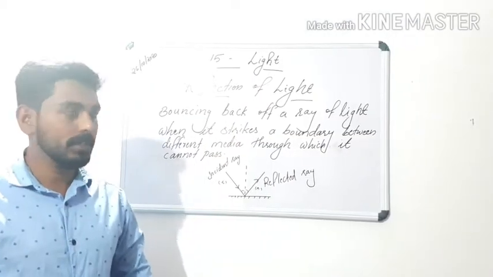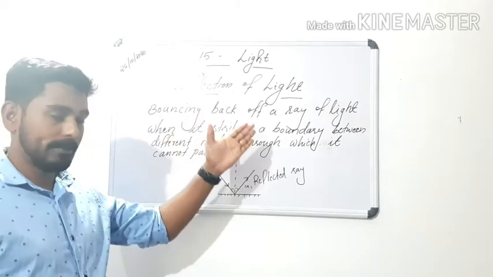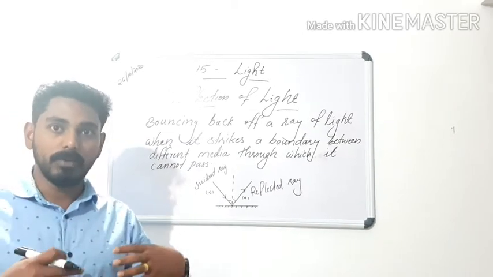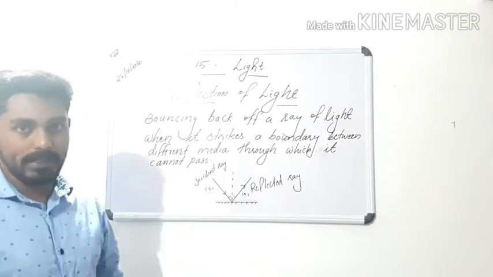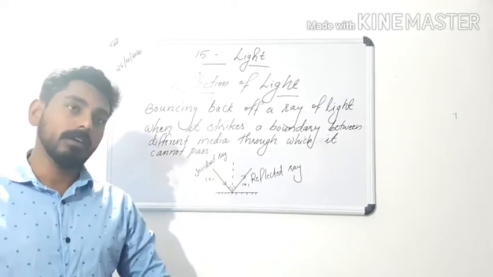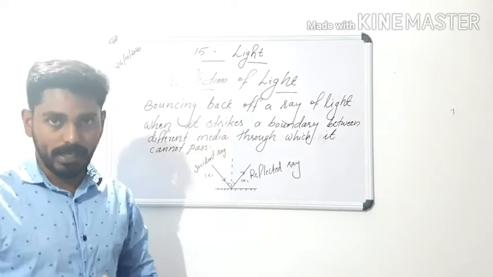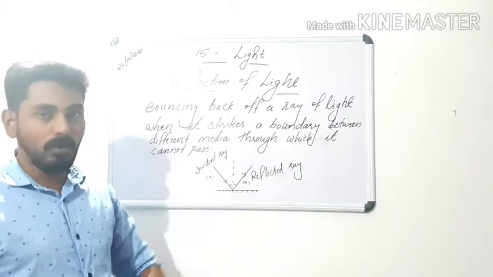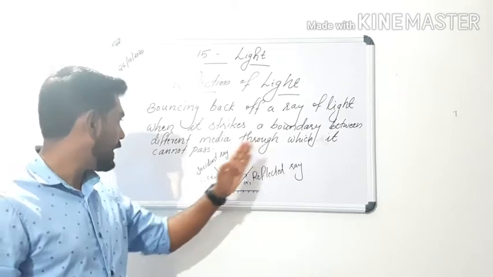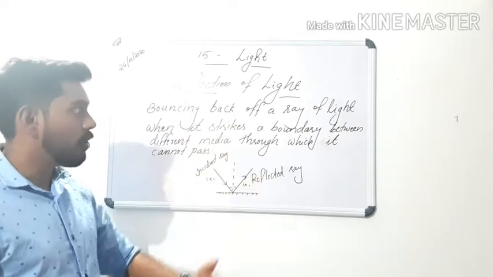Let's discuss the first property of light, reflection of light. This is the basic thing from which you see the magic of light. Once you learn about reflection of light, you will understand how the image is formed in the mirror. So what is reflection of light? It is the bouncing back of a ray of light when it strikes a boundary between different media through which it cannot pass.